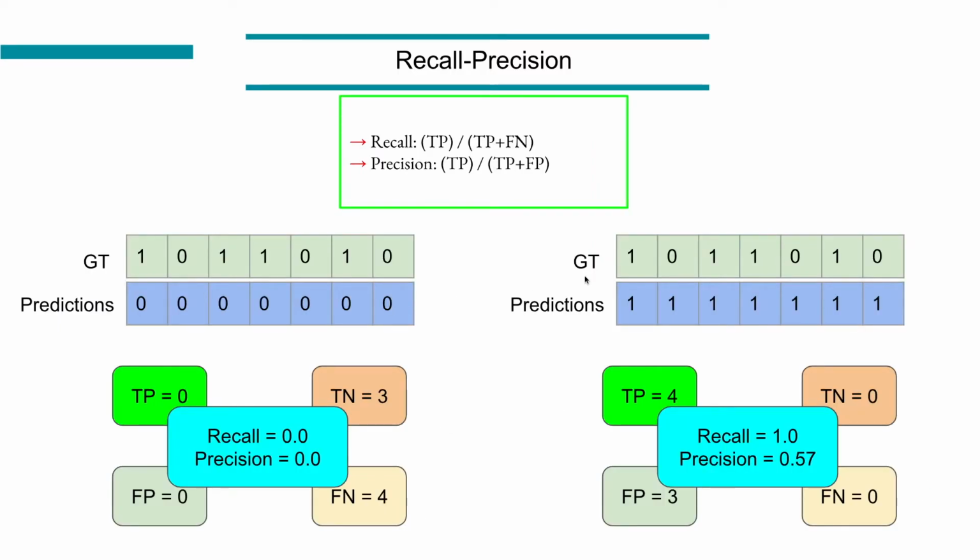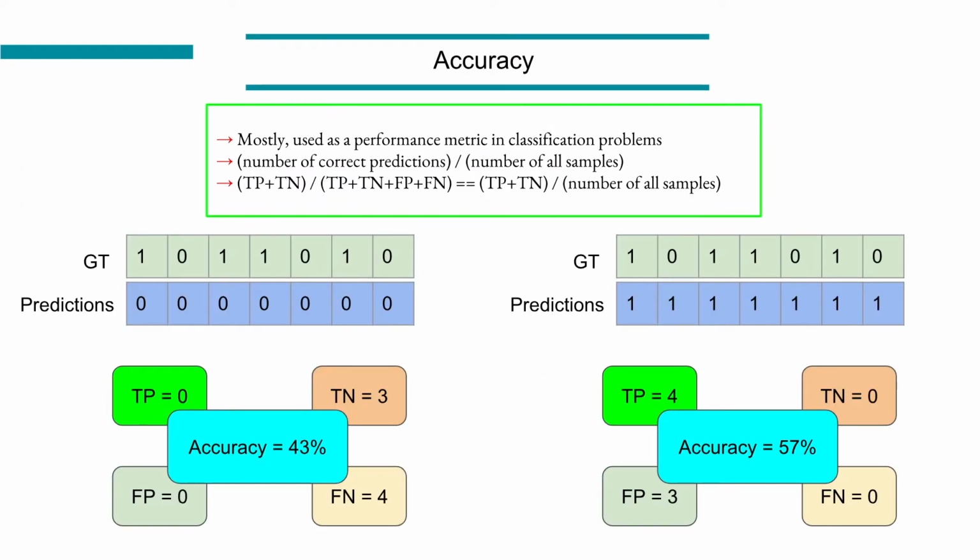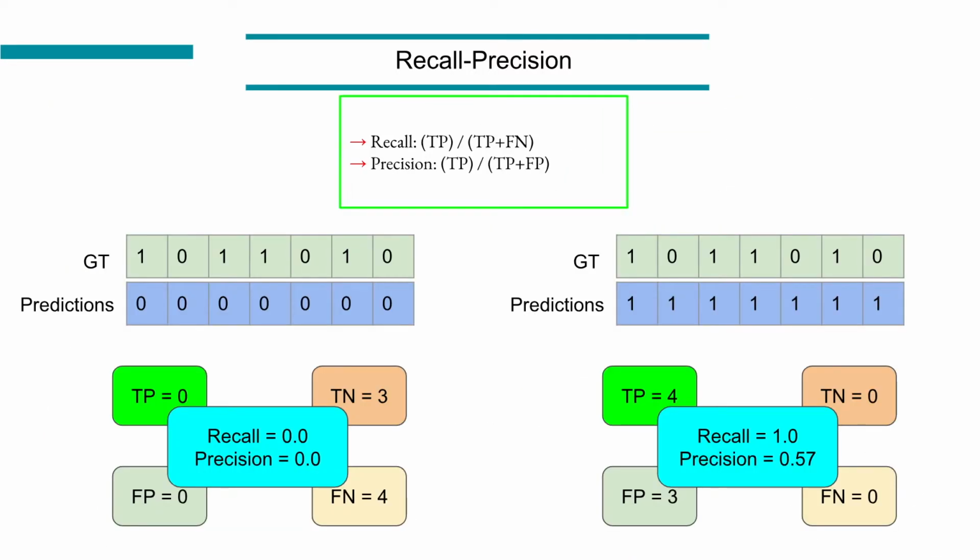So here are some examples using the same pairs of vectors. Here the ground truth is the same, and the prediction is all zeros. Here recall and precision are 0. In terms of accuracy, it was 43, right? In terms of recall and precision, both of them were 0. And here, if your model predicts all ones, that means recall was 1.0, precision was 0.57.